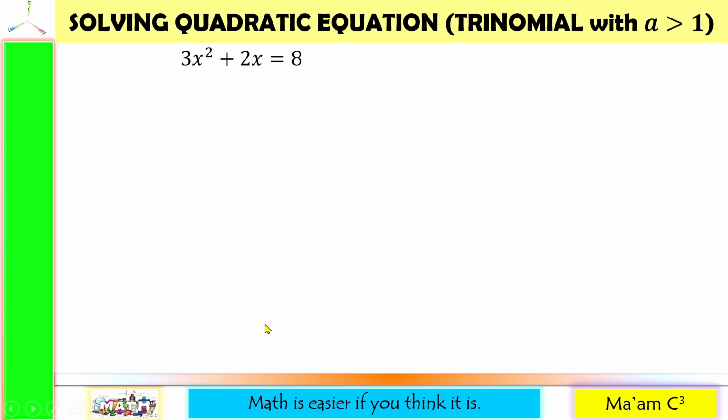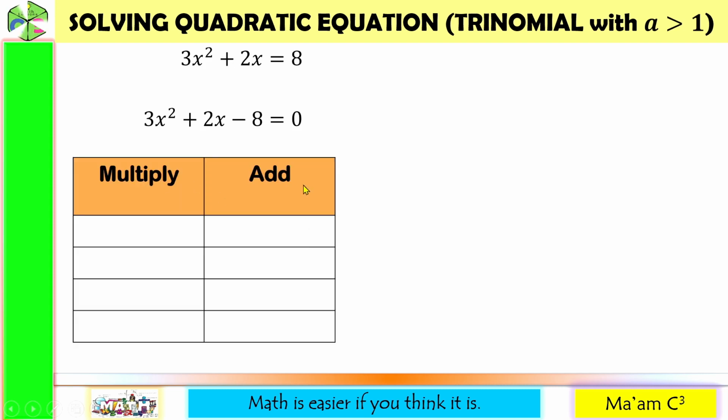Let's have another one. This time, the quadratic equation is a trinomial wherein a is greater than 1. So this is a little bit more difficult. Okay, so again, first step is we have to convert this into standard form. So I'm going to move 8 on this side. It will become -8 equals 0. And then to solve for the factors, I'm going to need a table for this. Two columns, one is labeled as multiply and the other one is labeled as add.